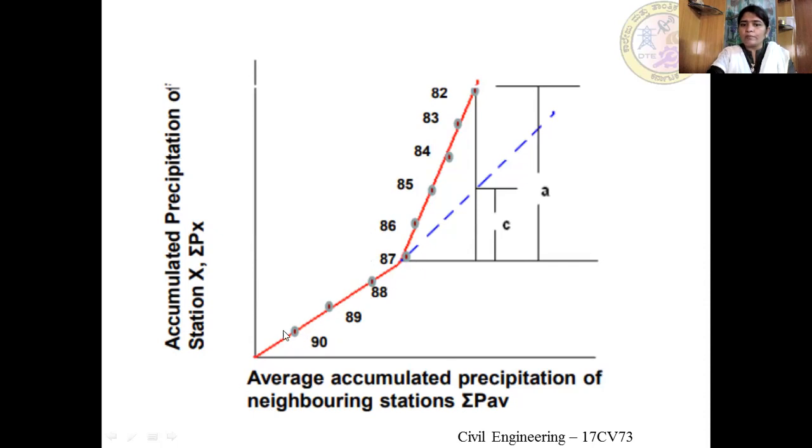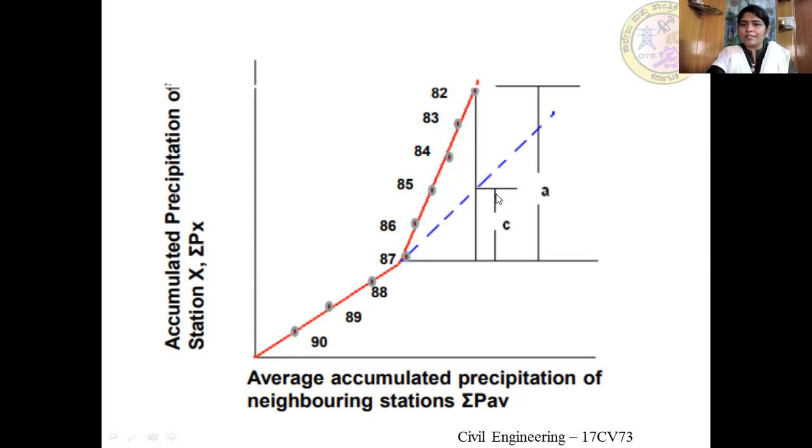Then when we join them, this has to go in a straight line like this. But here it has shifted. There will be a break in this line, which shows the inconsistency has occurred in the year 1987. So we need to find the correction factor. We just extend the straight line here. So this is the actual slope, written as Ma. This is the actual slope and this is the corrected slope.